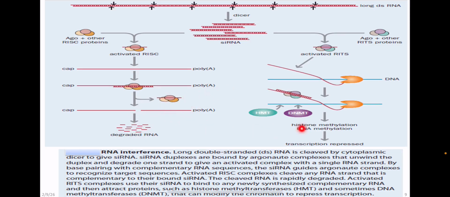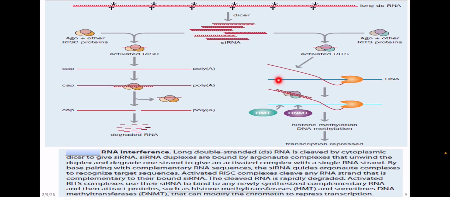The initial steps in the RIT are similar to the RISC. Same way, the RIT protein will come together with the Argonaute and other proteins, and when the siRNA comes in, it becomes an activated RIT complex. So in this case, this is like transcription occurring.